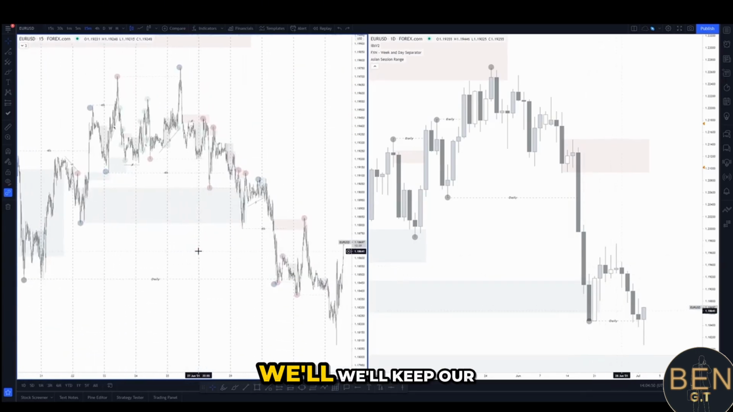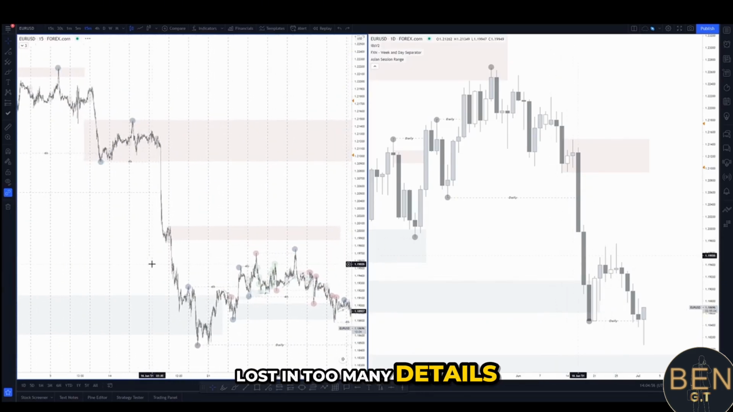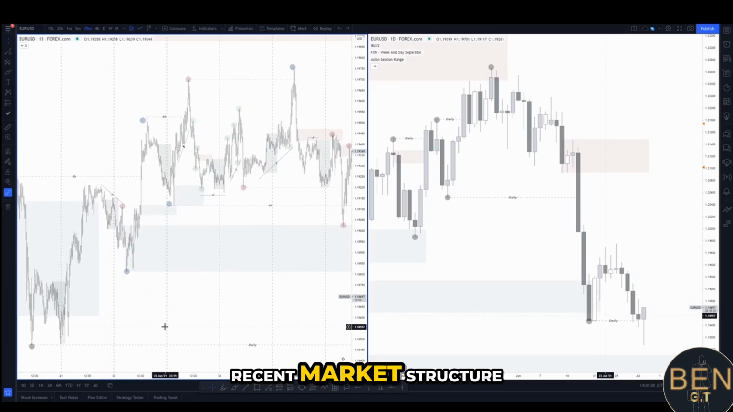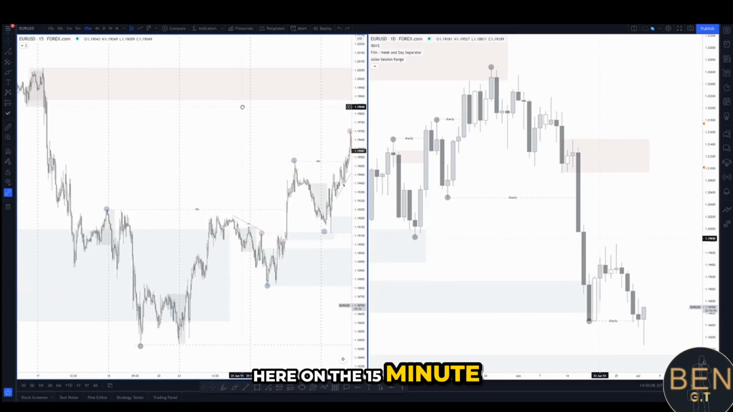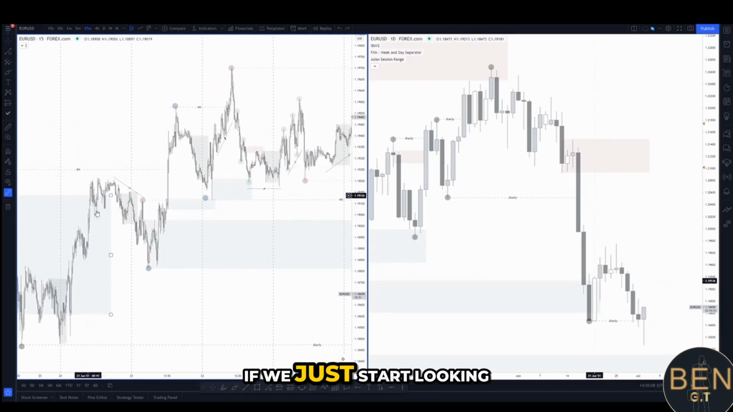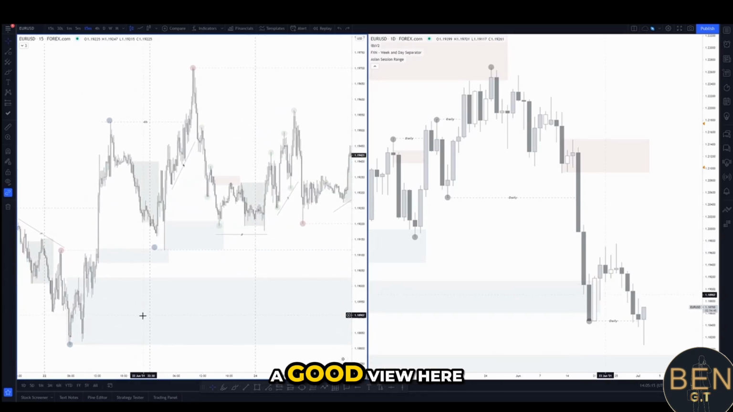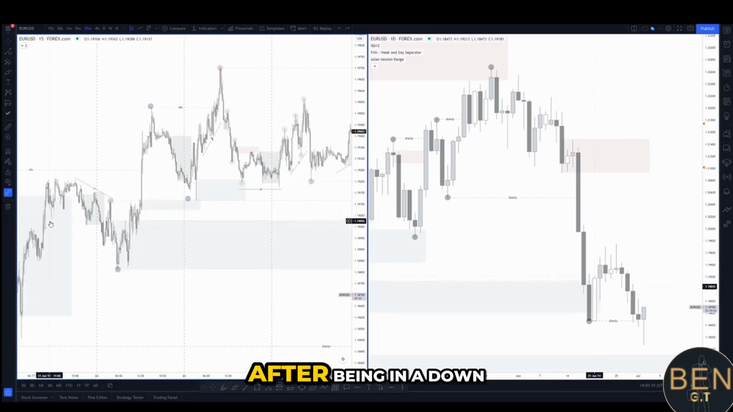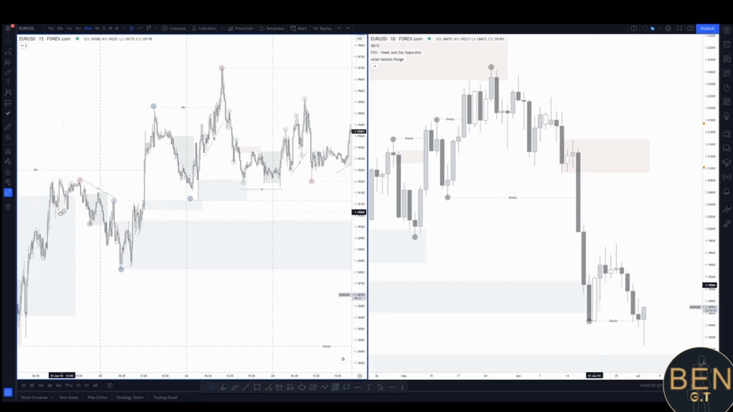So we'll keep our eyes on the more recent and relevant market structure, just so we don't get lost in too many details. We'll look at the recent market structure that has happened since the drop here on the 15-minute. If we start looking at this point in time, zoom in a little bit more so we can get a good view, we see that we've broken structure to the upside after being in a downtrend. If I map on a few more points to showcase the trend that was in play up until this point, we see that we've broken structure to the downside.